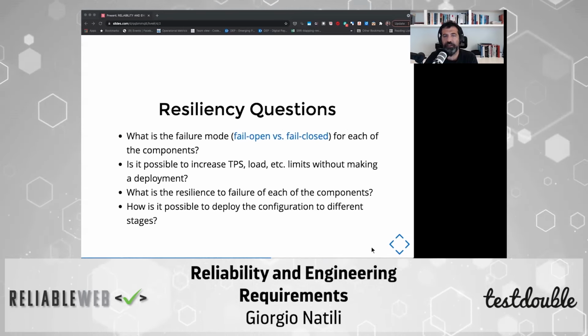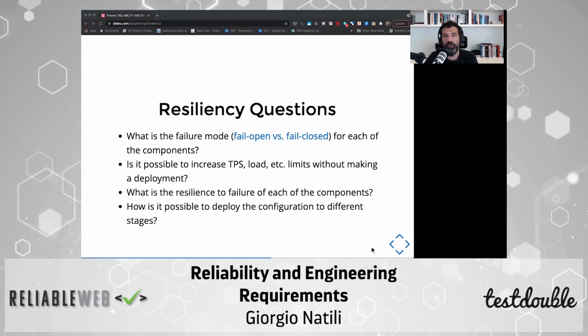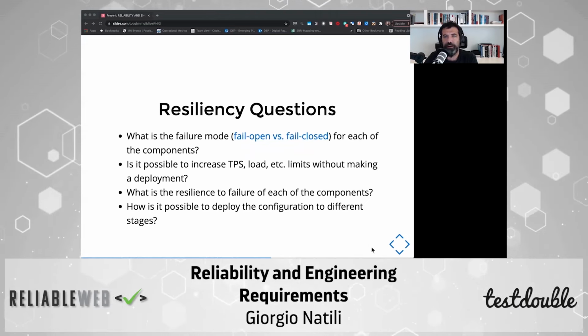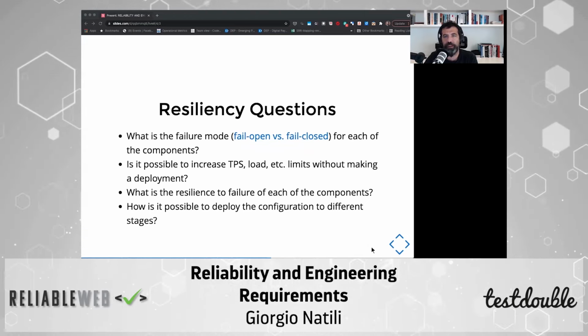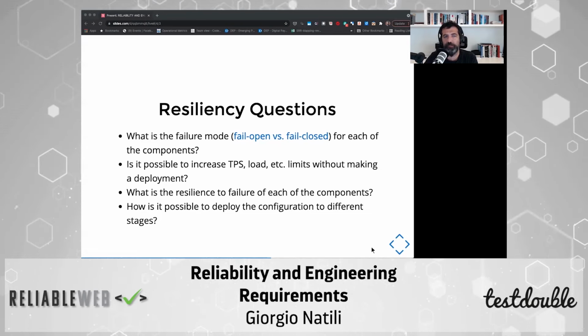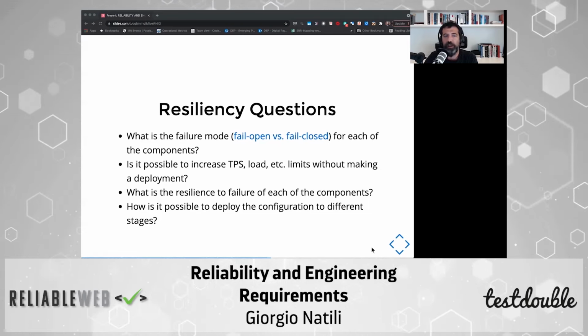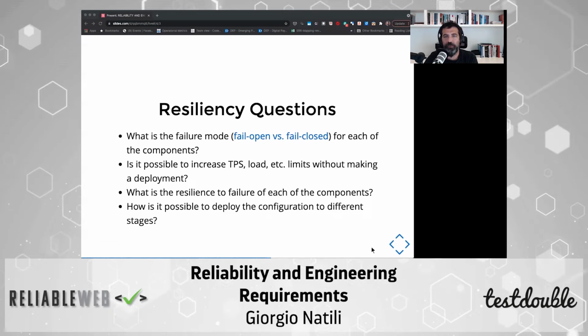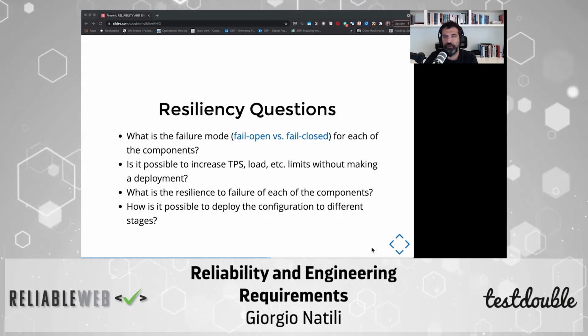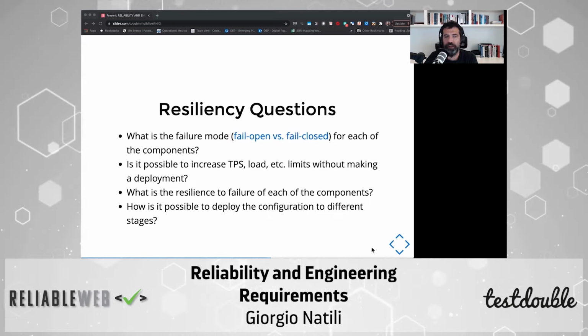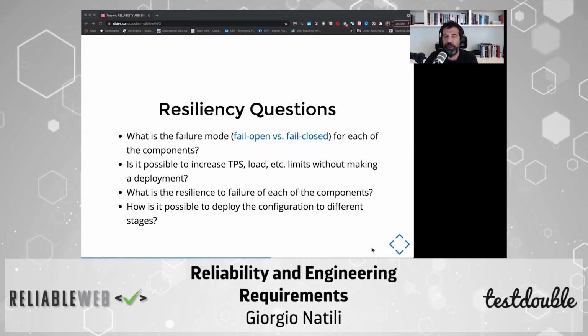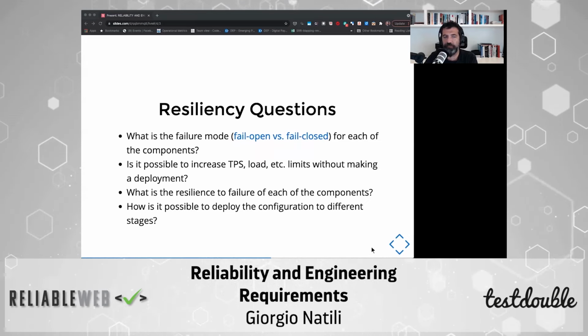Imagine that there are areas where you can create a question bank that helps you improve the reliability and resiliency of your system. For instance, ask yourself, or ask during the sessions when you dissect your requirements, questions like: what is the resilience to failure of each of the components of the system?